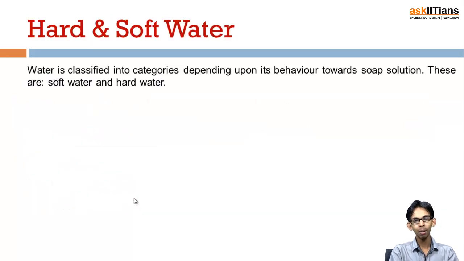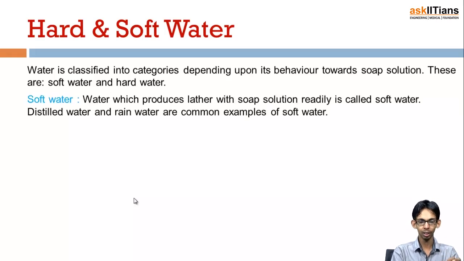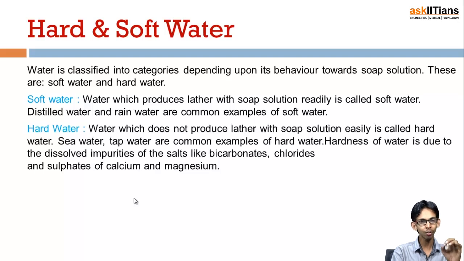Now there is a term, hard and soft water. Water can be classified into categories depending upon its behavior toward soap solution, and these are soft water and hard water. Soft water is that water which produces lather with soap solution readily. Distilled water and rainwater are examples of soft water. Now hard water is that which does not produce lather with soap, and examples are sea water and tap water, common examples of hard water.